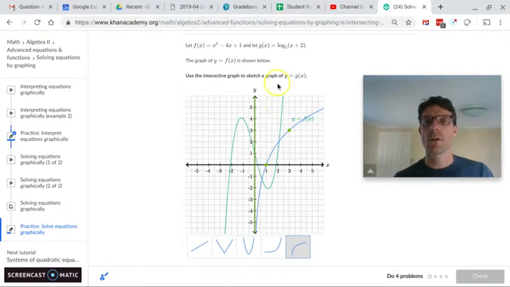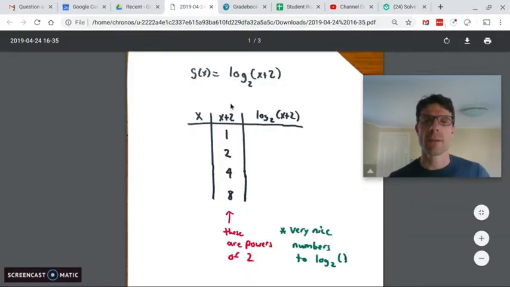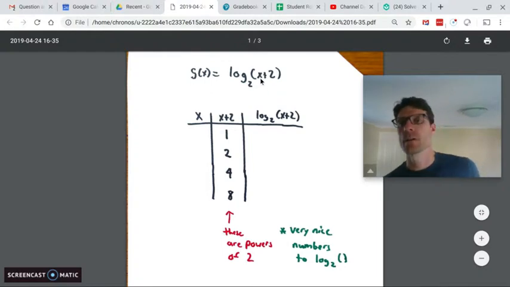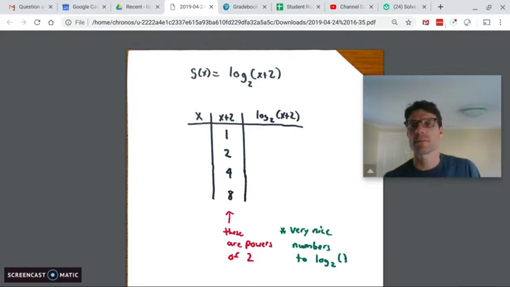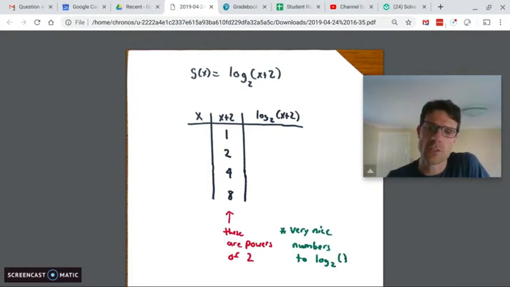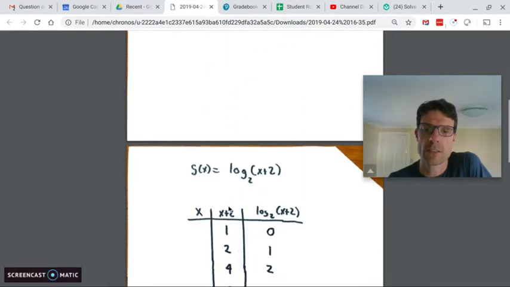Now, I gave you two options. You could be good at graph shifting, or you could pop it in Desmos and see what it looks like. The other option is just to go old school and start finding points on the graph. So if you think about this, what numbers would you like to log base 2? Well, any power of 2 is going to be a nice even number when you log it base 2, because you're just asking what exponent I would put above 2 to get that number. So if I take these powers of 2, 1, 2, 4, and 8, they're all going to be really nice numbers to log. And I'm going to fill that out next.